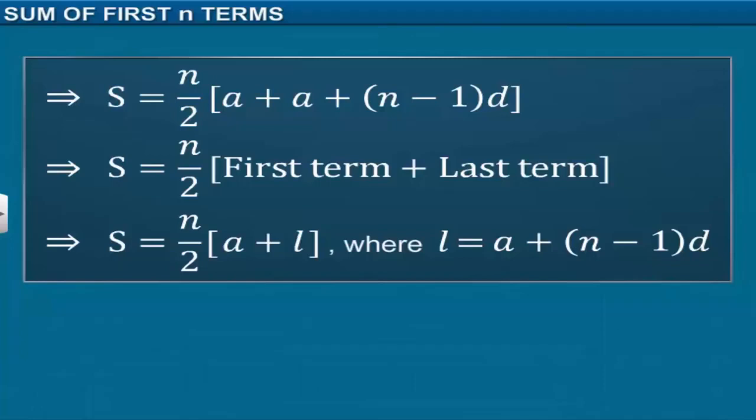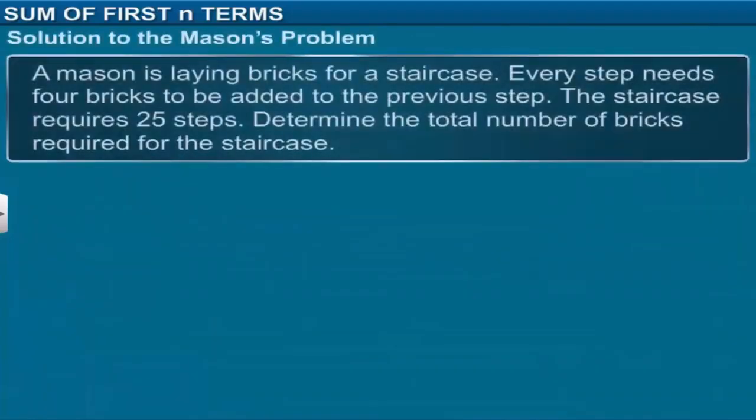Remember the Mason's problem? Using the formula for the sum of n terms, you can now determine the number of bricks to be ordered for the staircase. You can see that the number of bricks in the staircase forms an AP. According to the given data, the first step will have 4 bricks. Therefore, the first term a equals 4. Common difference d is 4. The number of steps is 25. This is equal to the number of terms in the progression, that is n.